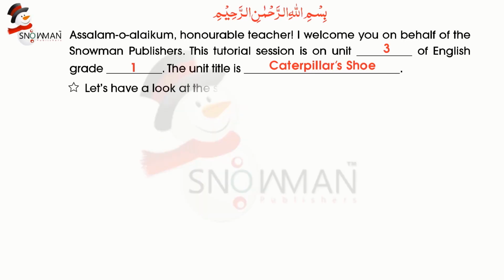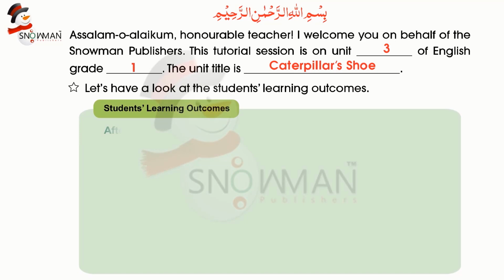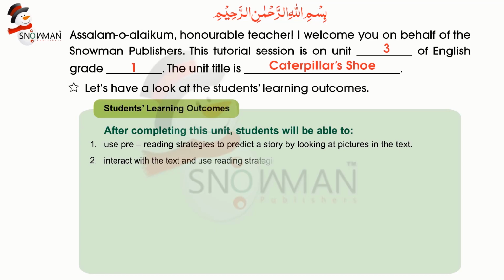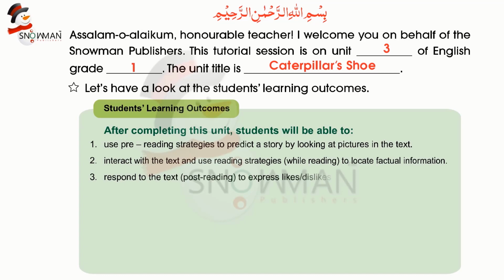Let's have a look at the students' learning outcomes. After completing this unit, students will be able to use pre-reading strategies to predict a story by looking at pictures in the text. Interact with the text and use reading strategies while reading to locate factual information. Respond to the text, that is post-reading, to express likes or dislikes about the story.